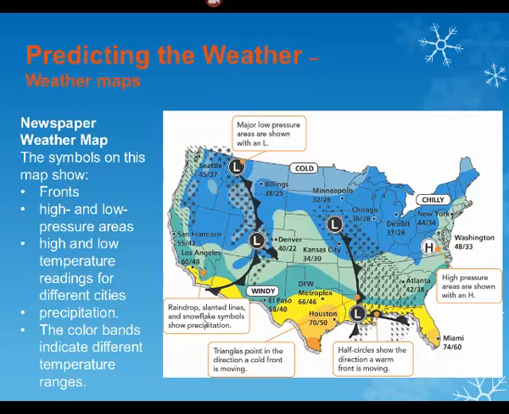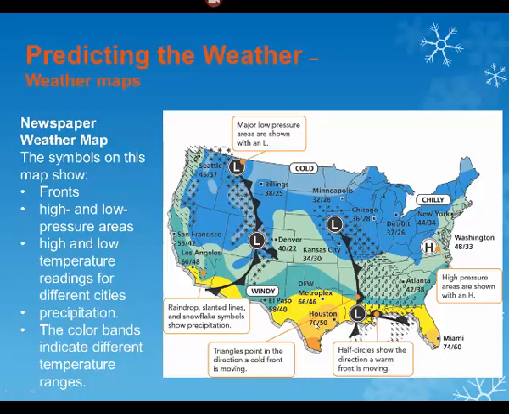Here's another picture of a weather map. An L represents an area of low pressure, and H represents an area of high pressure. Many weather maps are color-coded, indicating temperature. A line with jagged triangles off of it represents a cold front, whereas a line with a half circle on it represents a warm front.